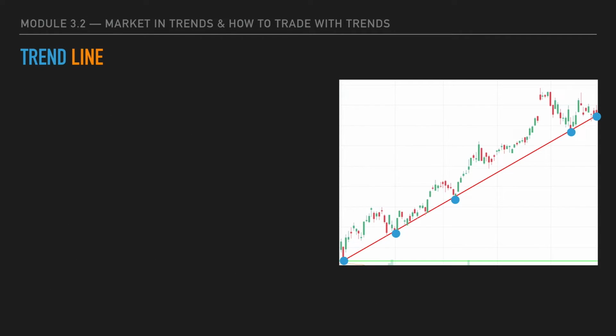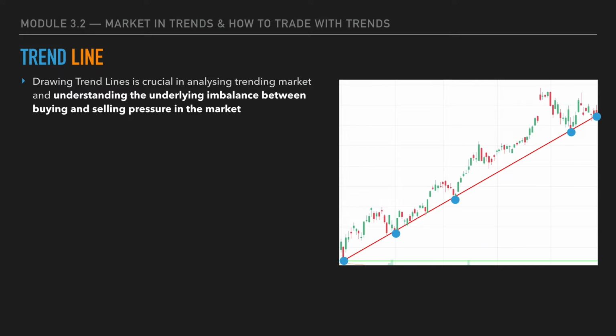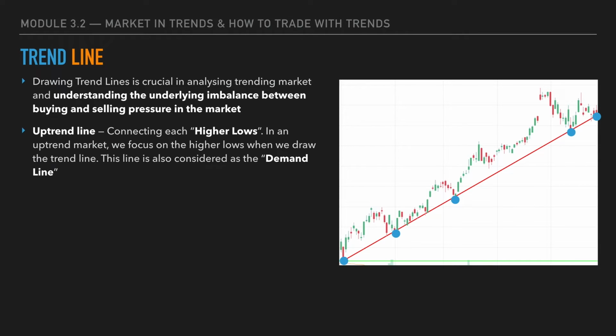We talked about trend lines in module 2.3, now it's necessary to do a quick recap. Because drawing trend lines is crucial in analyzing trending markets and understanding the underlying imbalance between buying and selling pressure in the market. In the uptrend market, we focus on the higher lows when we draw the trend line. By connecting each higher low on the chart, we can get the uptrend line. This uptrend line is also considered a demand line because the buying pressure is the strongest around this line.